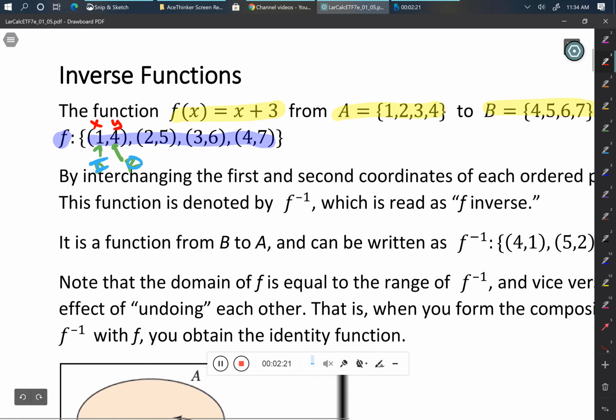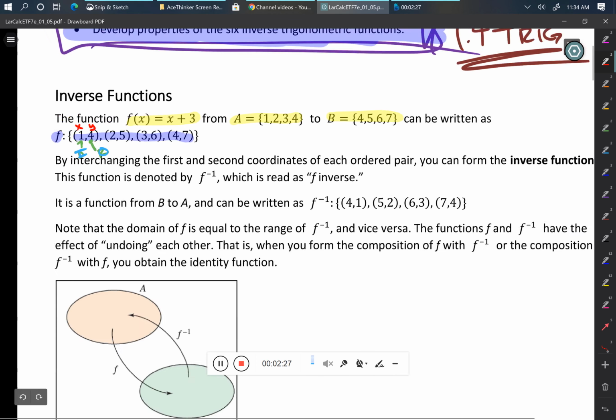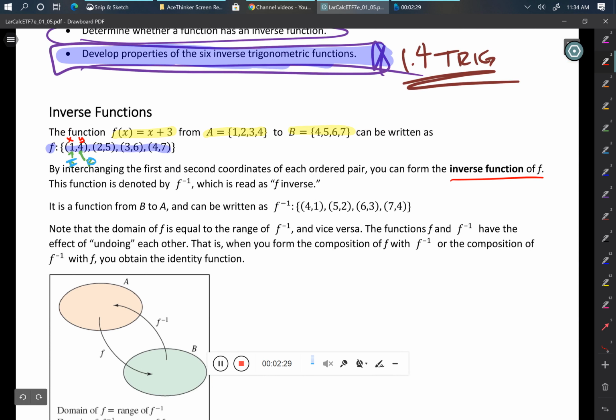Okay. But if we interchange the first and second coordinates, that is, if we take the domain value and switch it for the range and the range for the domain, we can come up with an inverse function. And we use this notation right here. Now, a little bit of notation issues. There are a limited number of symbols, and a limited number of locations that we can put symbols. So we reuse symbols in mathematics.